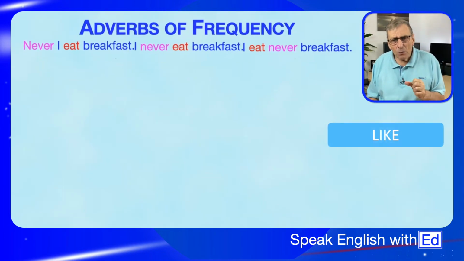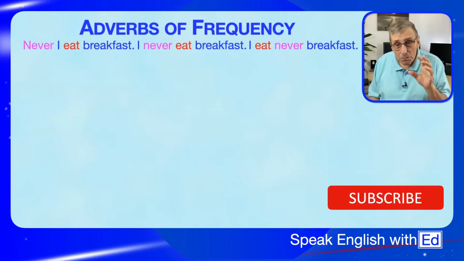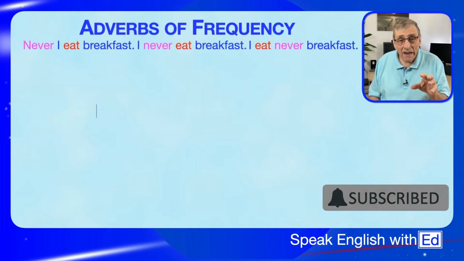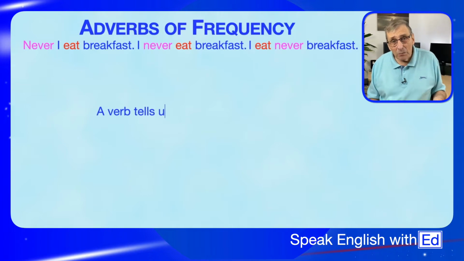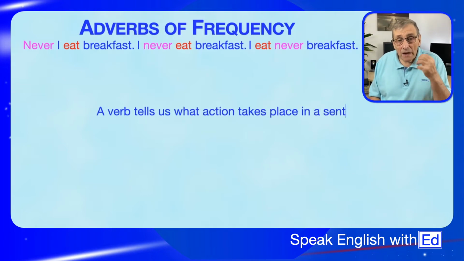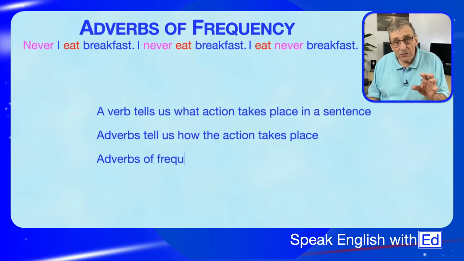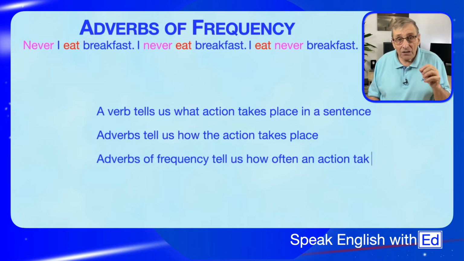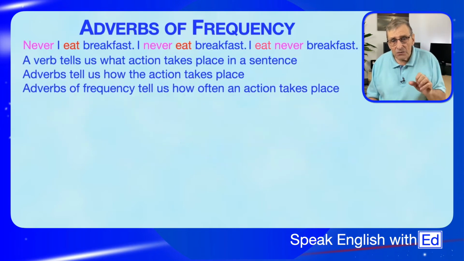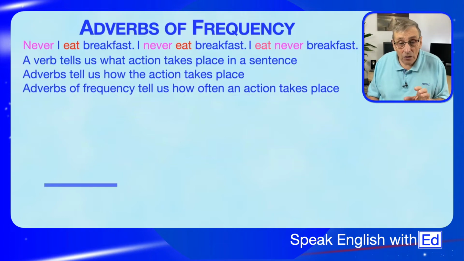But before we answer that question, let's just park these at the top of the screen and step back a little bit and see. Now, a verb tells us what action is taking place in the sentence, and an adverb tells us how that action is taking place, what type of action it is, how it's happening. And adverbs of frequency tell us how often this is taking place. So I just want to park them up there at the top of the screen as well for a minute while we have a look at this.